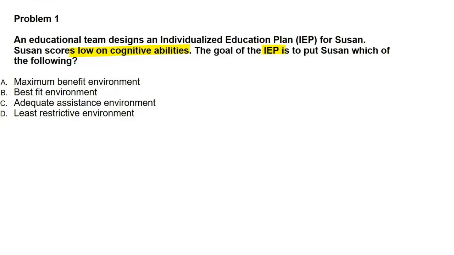If a student is placed in the least restrictive environment, they will receive the maximum assistance necessary. Therefore, a combination of all the above answers relates to the least restrictive environment. However, the term least restrictive environment, which is listed in answer D, is going to be the answer choice for this question.